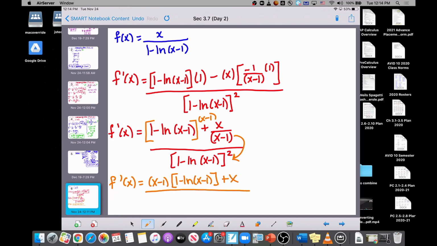And this is all being divided by (1 minus natural log of x minus 1) squared times that x minus 1 that I brought down to the bottom. And then we could simplify further, because if I distribute that x minus 1 to the 1 and the negative ln of x plus 1, then I'm going to have like terms with the two x's that I would be able to combine together. So that's going to be my last step here.